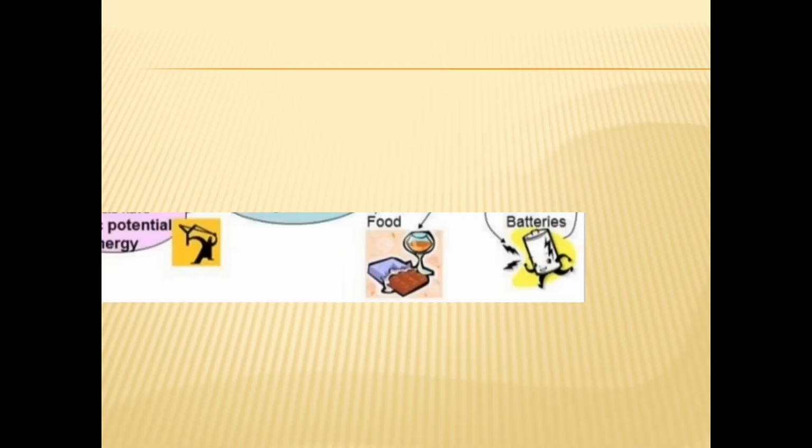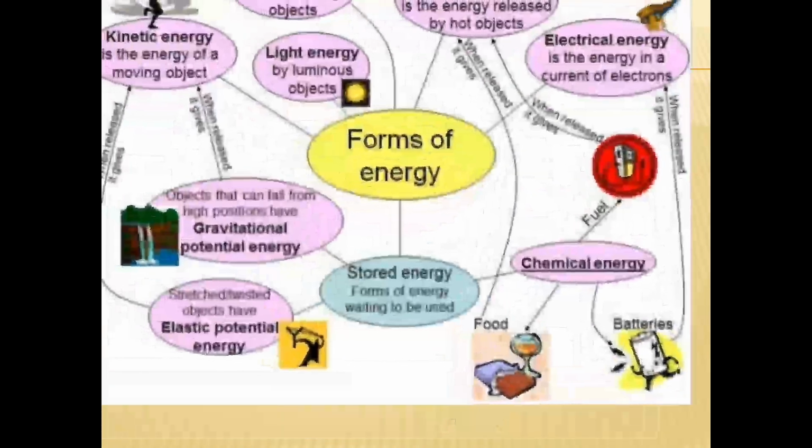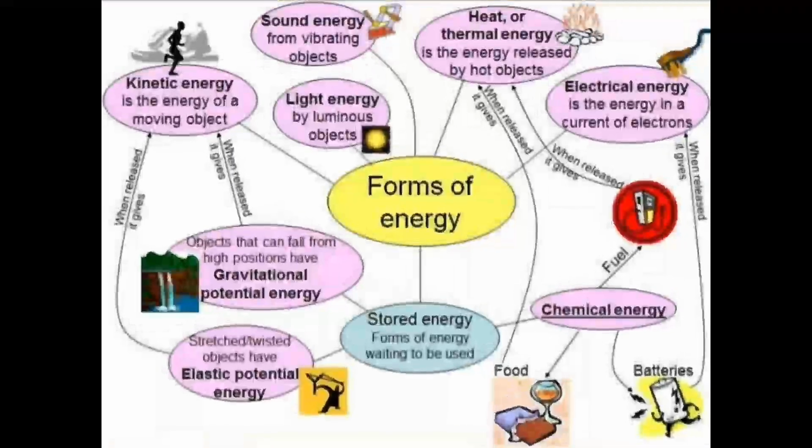And we also have light energy. Take for instance, when you light a bulb and you put your hand close to the bulb, you see that there is an emission of energy. So that's light energy. We also have heat or thermal energy. This energy is released from hot objects. And we also have electric energy from electric currents or electrons.